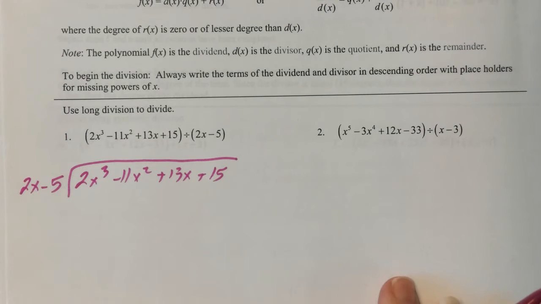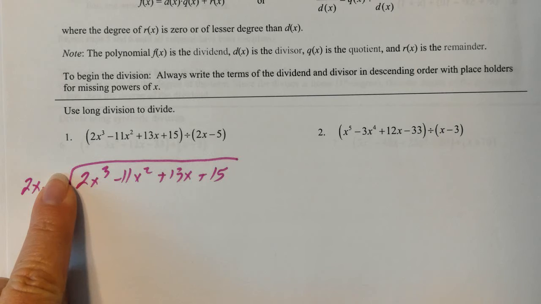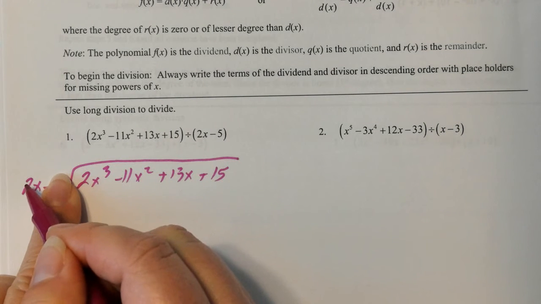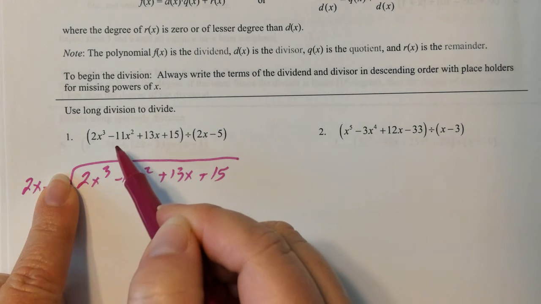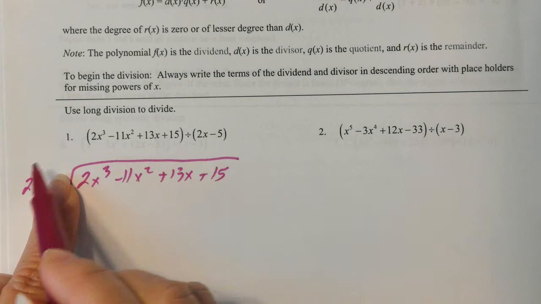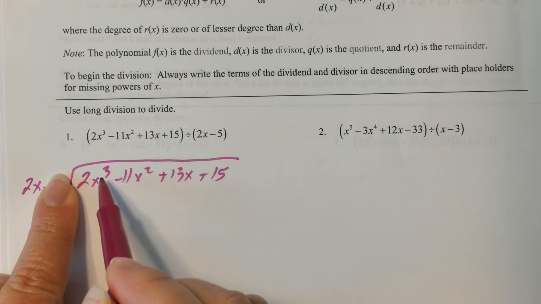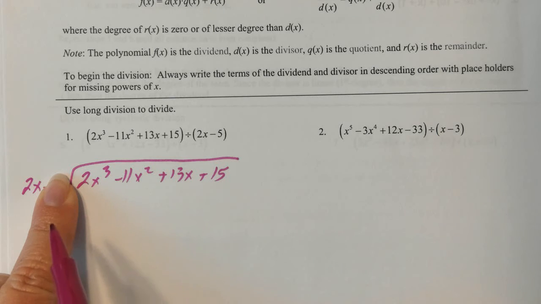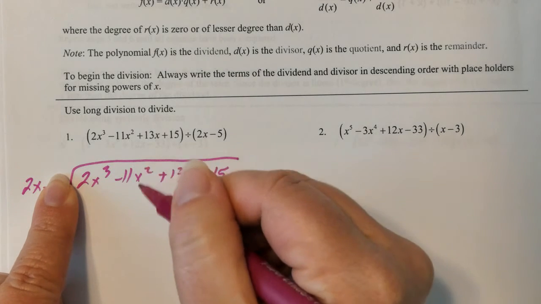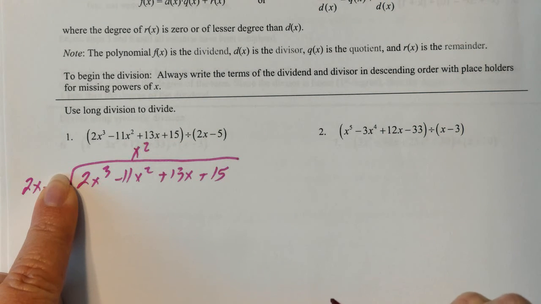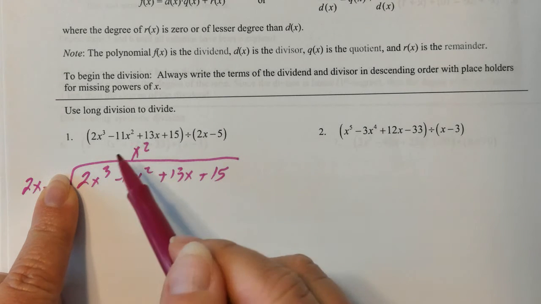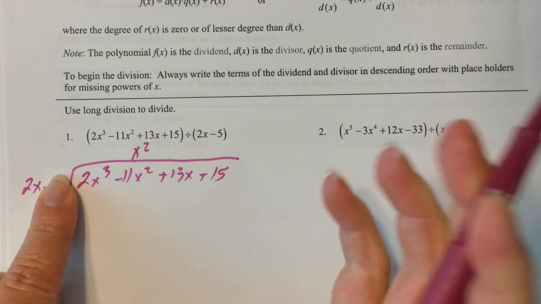And in order to answer that question, to do that in my head, I'm going to ignore the 5 for just a second. I'm going to ask myself, how many times will 2x go into 2x to the third? Or better yet, what could I write up here so that when I multiply back by 2x, I get 2x to the third? And the answer to that is x squared. X squared times 2x will get me back to 2x to the third. Now, where should I write that x squared? I'm going to put it above my other x squared. I'm going to line up the like terms.